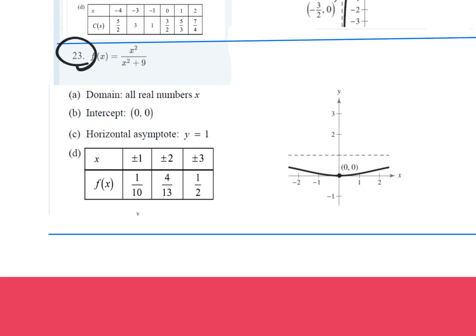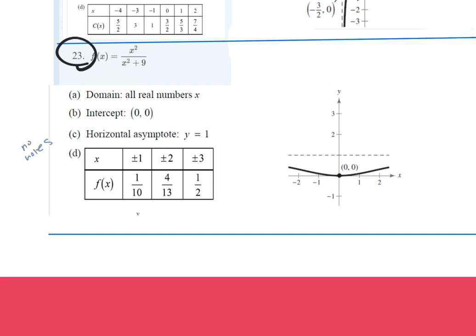This is 23. It's x squared over x squared plus 9. So I would start by making sure that I can't simplify it. You can't factor the denominator. If it was x squared minus 9, I could factor it, but you can't as it is, which means that there's no hole, right? From there, I know no holes.